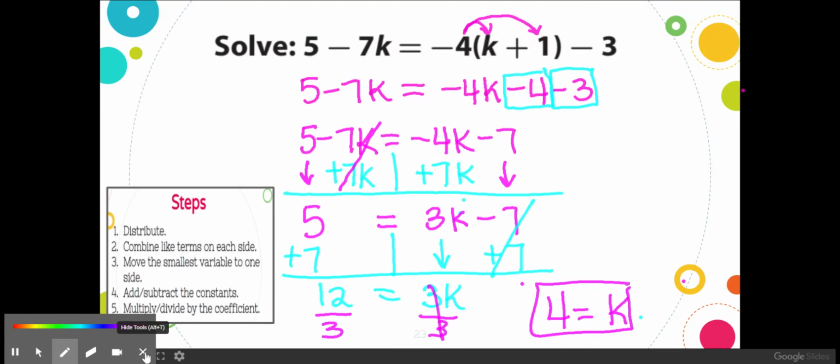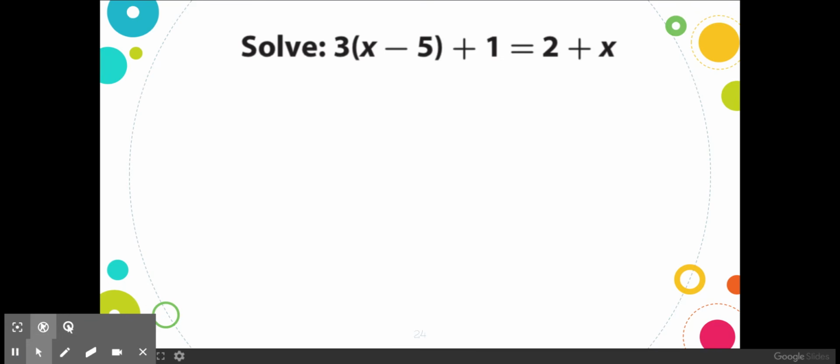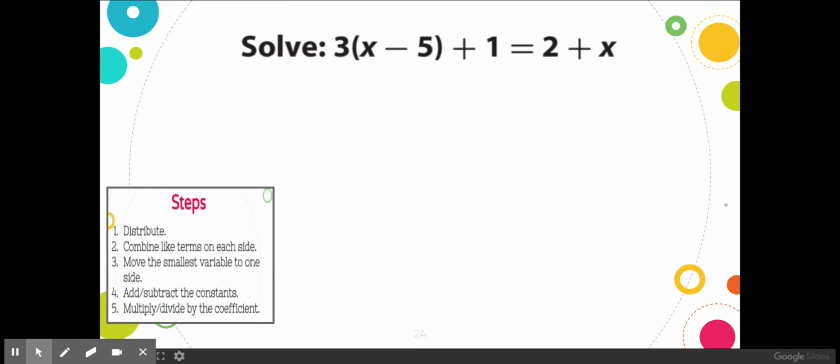All right, let's look at another example. For this example, let me remind you of the steps. We have the equation 3 parentheses x minus 5 plus 1 equals 2 plus x. Go ahead and try the equation on your own. Figure out what the value of x is by solving for x, and then press resume, and we will go over it.